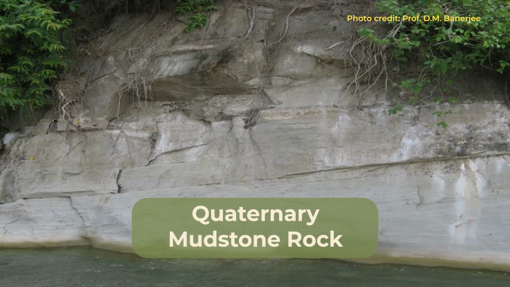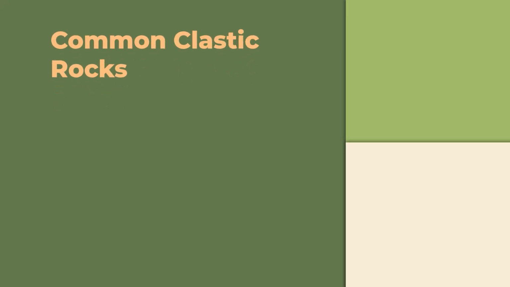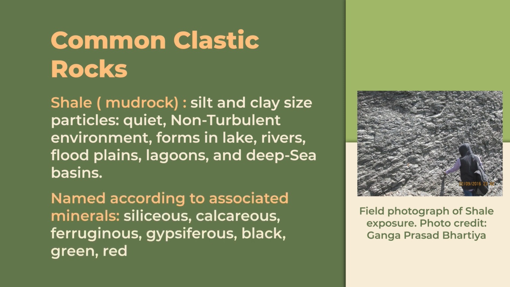Then we come to quaternary mudstone, they are fine grained. Common clastic rocks, silt and clay-sized particles are quiet; they indicate a quiet, non-turbulent environment, forming in lakes, rivers, floodplains, lagoons, and deep sea basins, named according to associated minerals. If it is siliceous or calcareous or ferruginous or gypsiferous, or if it is organic rich, it is black, green, or red. A shale exposure we can see.